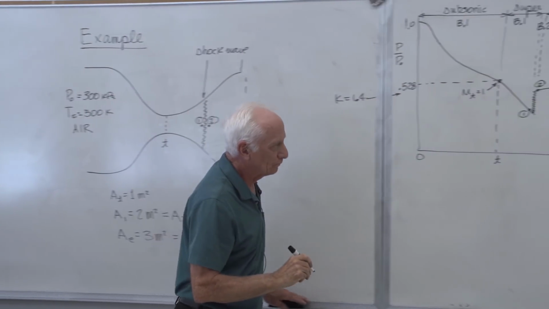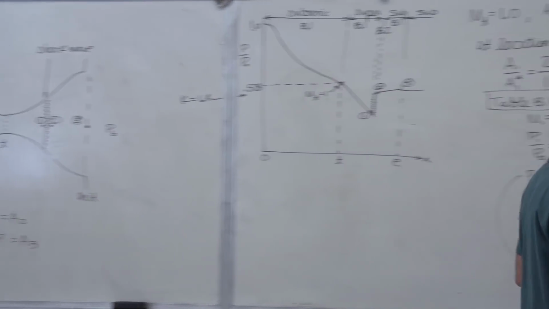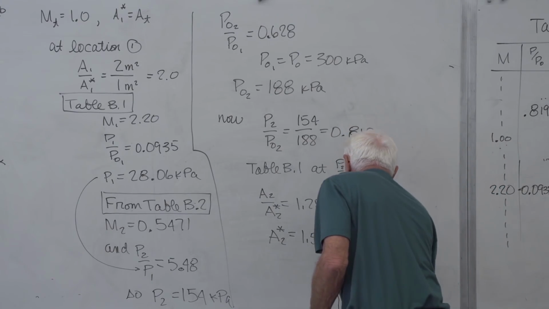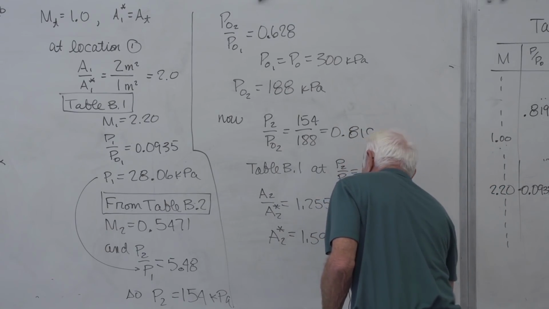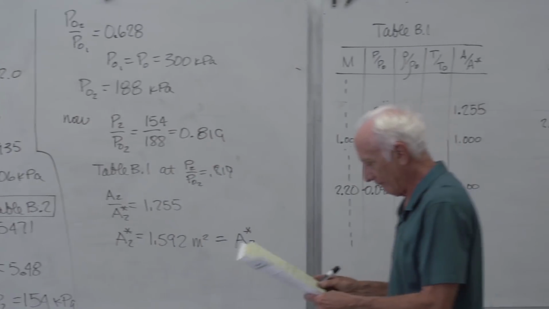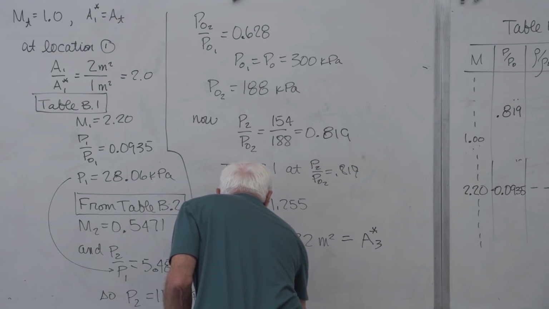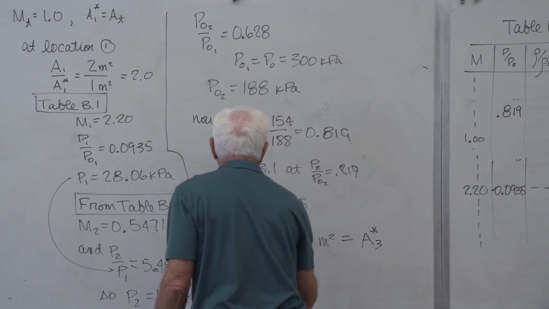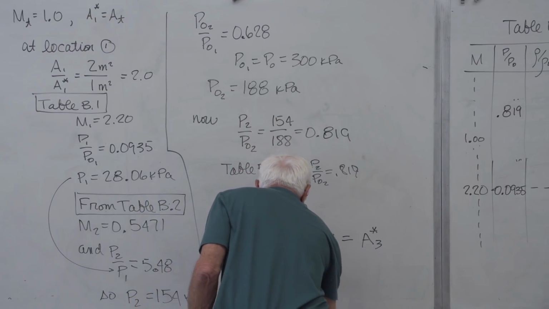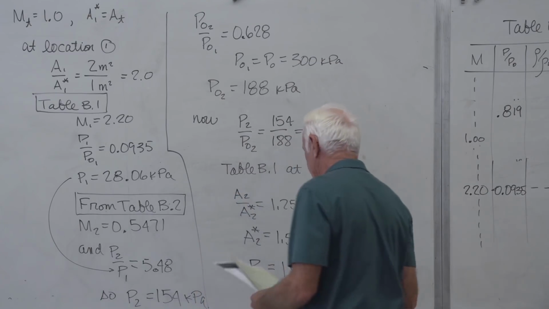2, 3, exit pressure, back pressure. Okay, back to here. Okay, where were we? Down there, got the A star 2. All right, now notice it again. Does A star change in an isentropic region? No, that's A star 3. Does P naught change in an isentropic region? No. P naught 2, 188. P naught 3, 188. Stay the same.